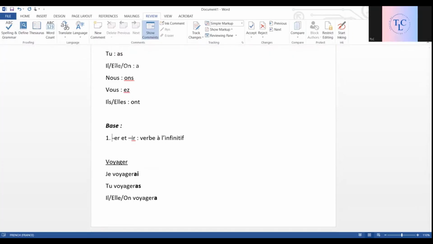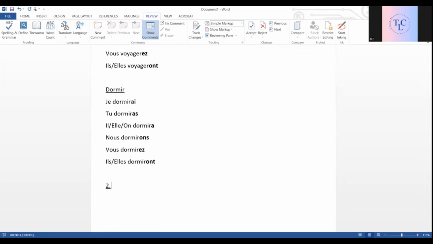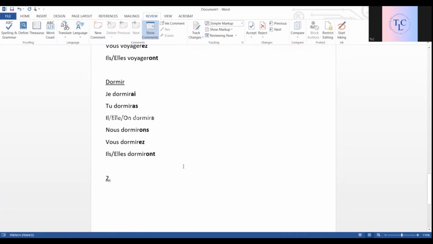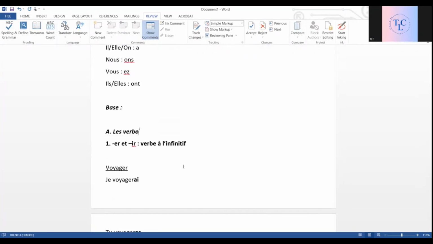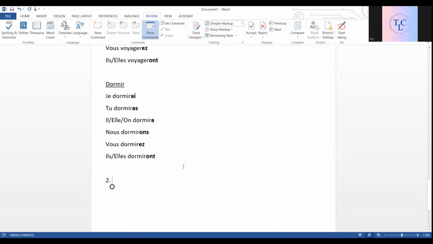That was the first thing, ER and IR ending verbs. Second, but not all. Obviously, there are exceptions that we'll cover. But firstly, we are covering the regular verbs. Les verbes réguliers. In that, ER and IR ending verbs, take the verb à l'infinitif, and then add the endings.